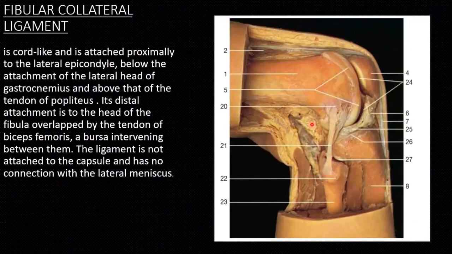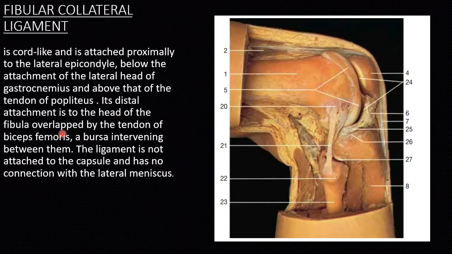Now we have the fibular collateral ligament, which unlike the medial collateral ligament, also has another name: the lateral collateral ligament of the knee. It is cord-like, which is attached proximally to the lateral epicondyle. Then distally, it is attached to the head of fibula, with the tendon of biceps femoris muscle overlapping it, but there is a bursa interposed between the two.